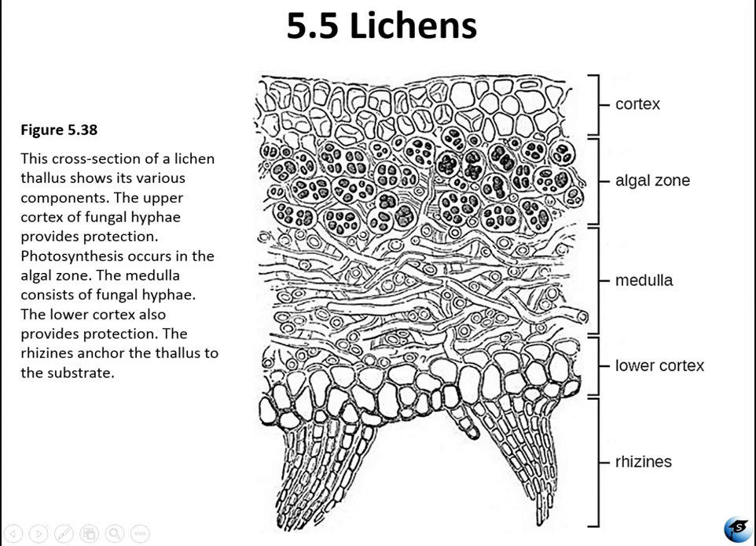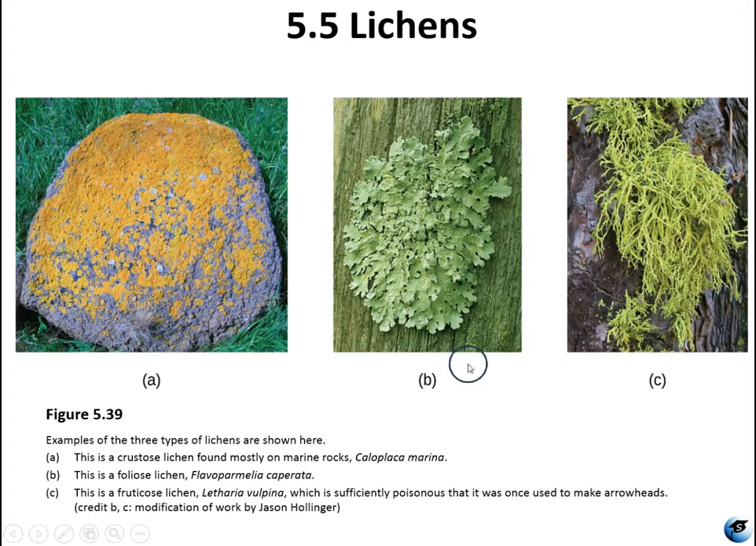So this is an example of a fungal-algal symbiosis. Here are some more examples of lichens. So this one here in figure 5.39A, this is a crustose lichen that's found on marine rocks. And here is a foliose lichen. So that's more in humid environments and forests, tropical forests, things like that. And then a fruticose lichen over here in C.